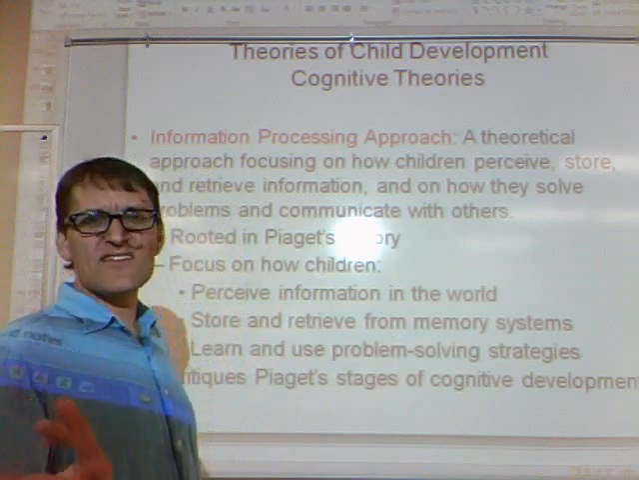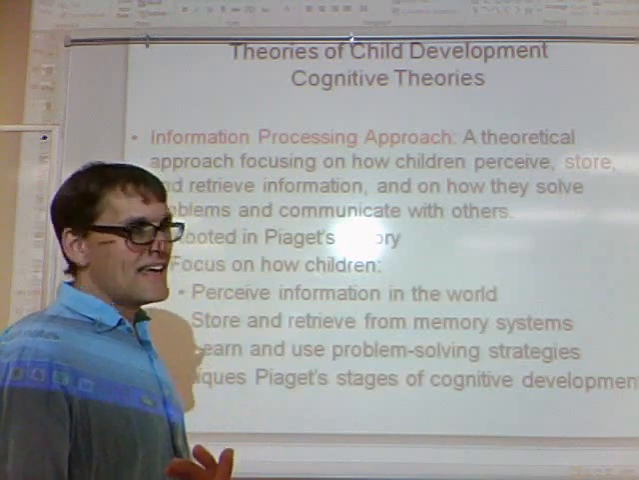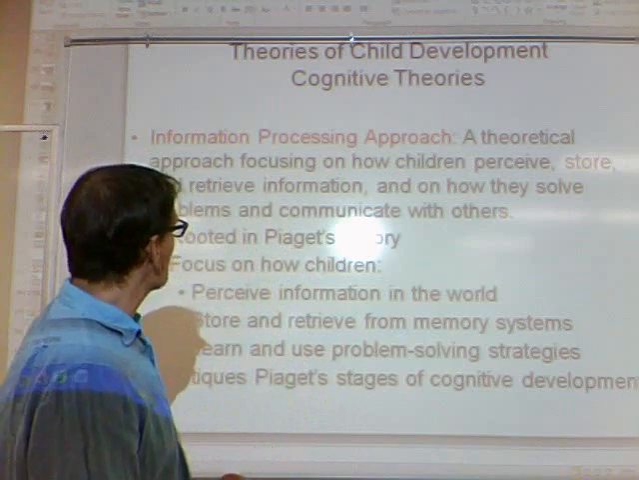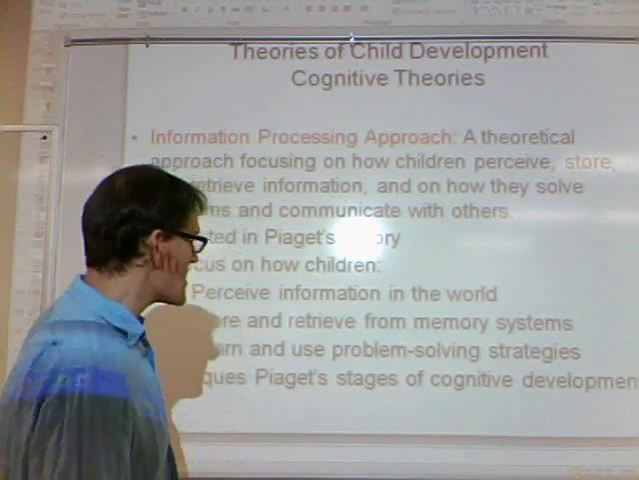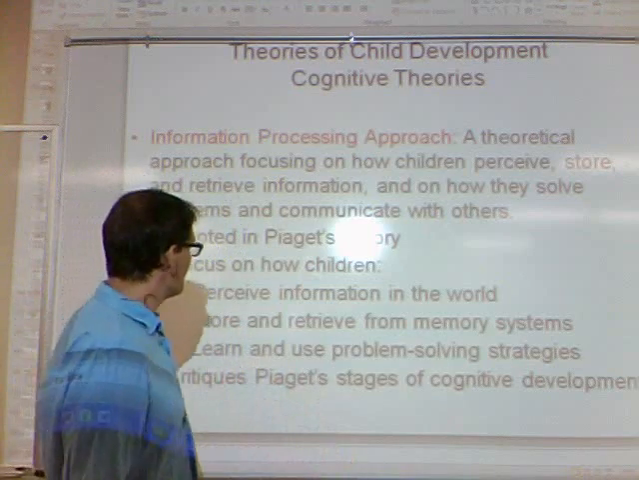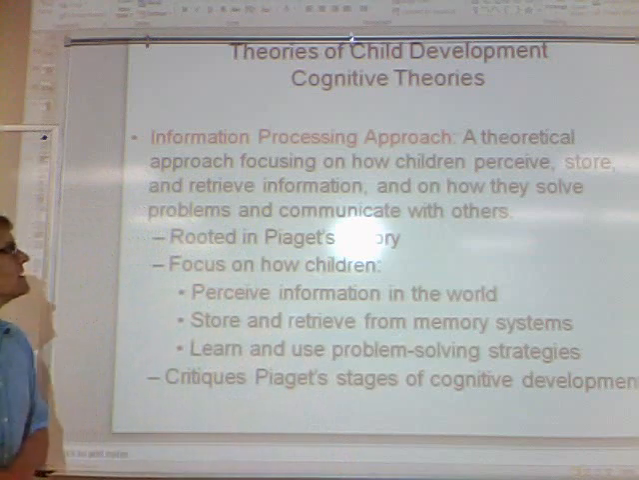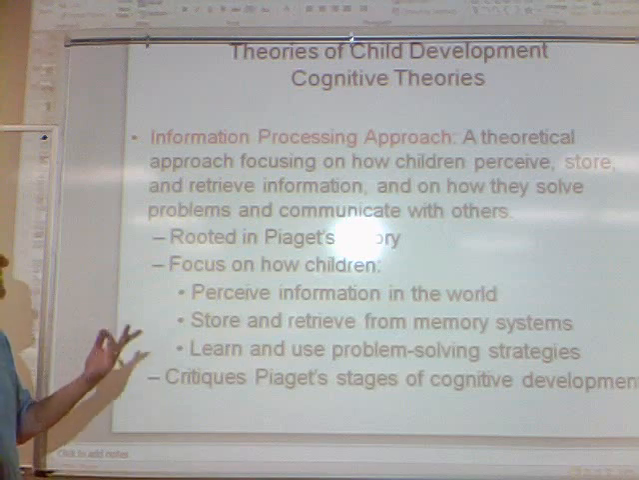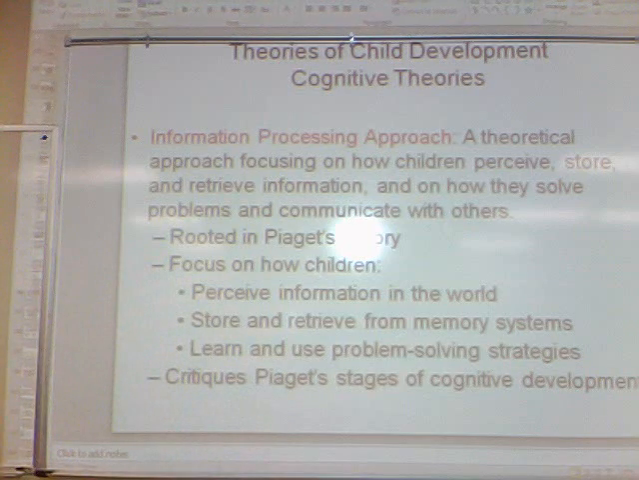The information processing approach is a little bit different. It's based on cognitive psychology. Here, it's a theoretical approach focusing on how children perceive, store, and retrieve information and how they solve problems and communicate with others. Without turning this into an entire class, suffice it to say, it's like the processes of memory and the storage and whatever. Take a cognitive class.